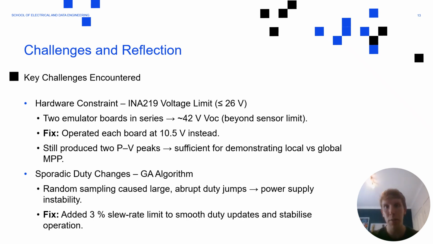Next, the first implementation of the GA algorithm resulted in harsh switching of the benchtop power supply. This was due to the nature of the algorithm, which chooses random duty cycle samples and thus results in sudden jumps in the operating conditions. This posed a risk of additional component wear due to the additional stresses. But the solution here was to implement a slew rate in the algorithm, which forced the subsequent sample to be within a predefined range. Here it was 3%, thus stabilizing the operation, but at the cost of reduced tracking speed.